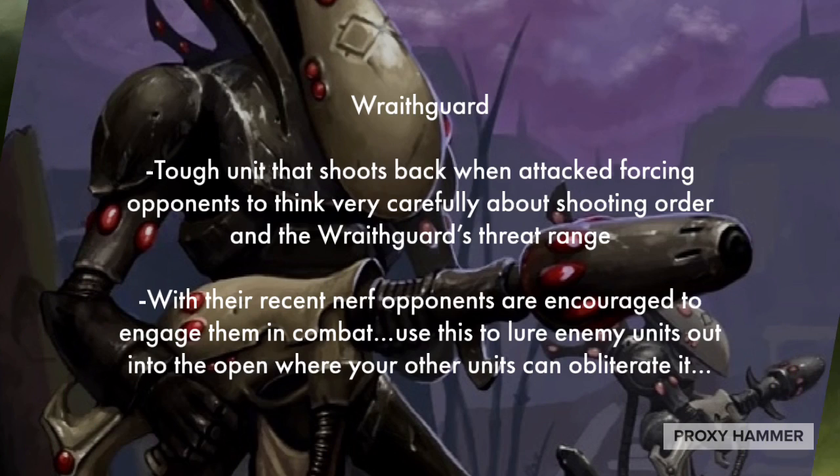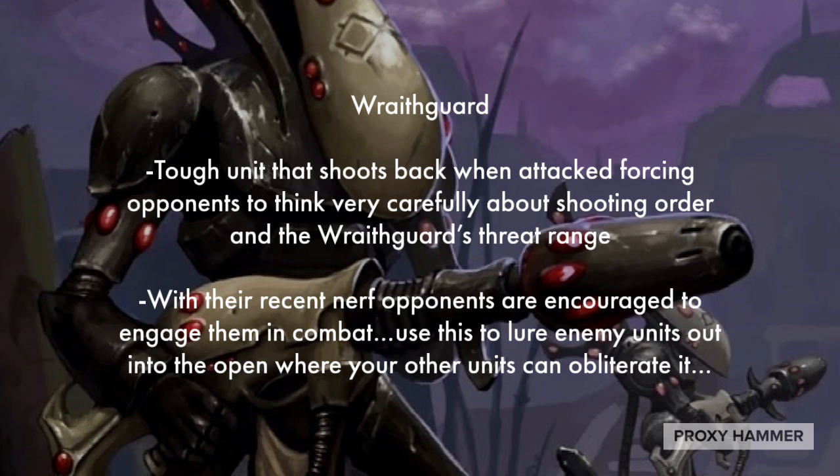Okay, so the next unit that we're going to talk about is Wraithguard. Now, Wraithguard may seem to you like just a high damaging unit that's very tough that is there to control mid-board objectives. However, because of their ability, they also play a very good control game. So they are a tough unit that shoots back when attacked, forcing opponents to think very carefully about their shooting order and the Wraithguard's threat range.